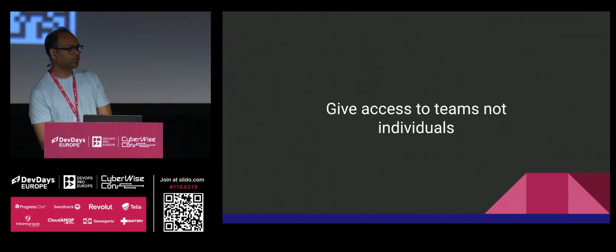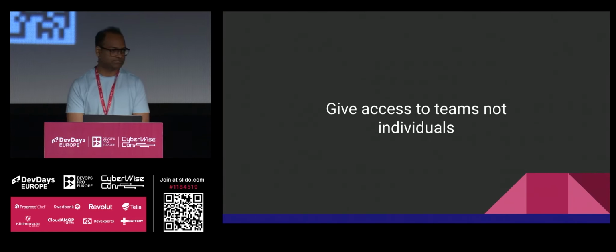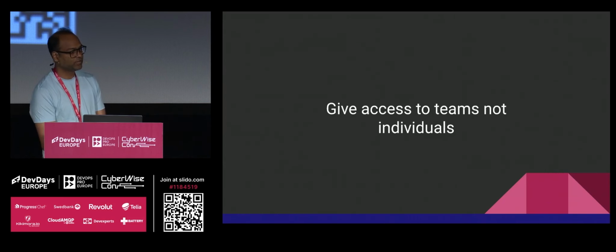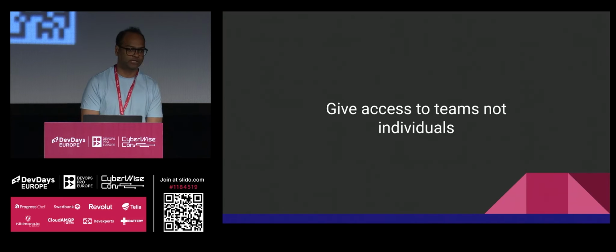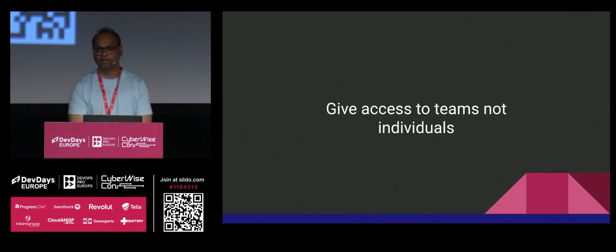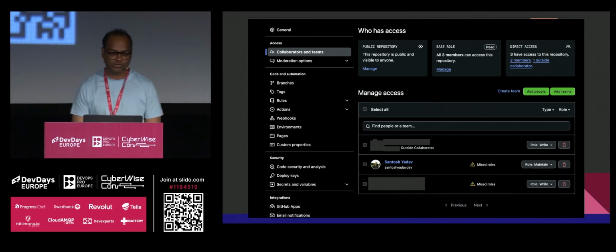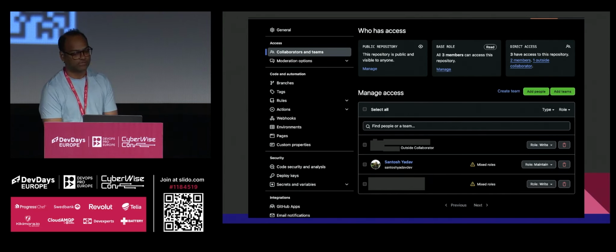Why? It's okay if it takes time, but try to give access to teams, set up your teams properly. So you don't have to worry about who is leaving your teams and you have to remove all those users manually, otherwise they go to another company and steal your code and become millionaire, right? So how can you do that? Of course, github.com. You can just go to collaborators and teams, and then you can start adding.